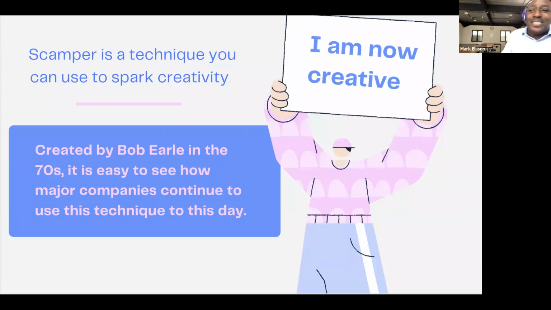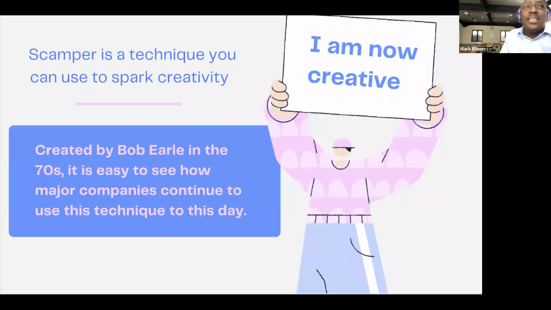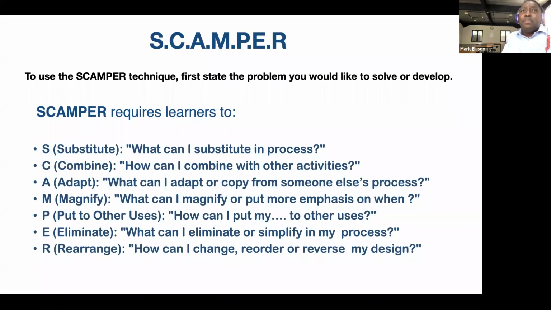So I'm just going to share with you a technique that I actually use in the classroom with students. Scamper, I'll just go back there actually. So Scamper is a technique that you can use to help spark creativity. Created by Bob Eberle in the 70s, it's easy to see why it is used by corporates today. Scamper is based on the notion that everything new is a modification of something that already exists. Each letter in the acronym represents a different way that you can play with the characteristics of what is challenging you to trigger those new ideas.